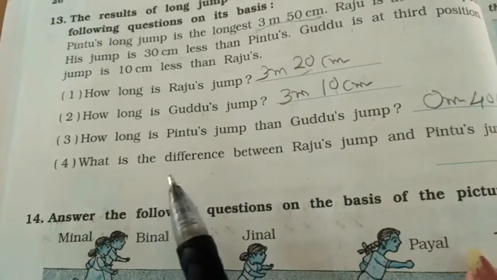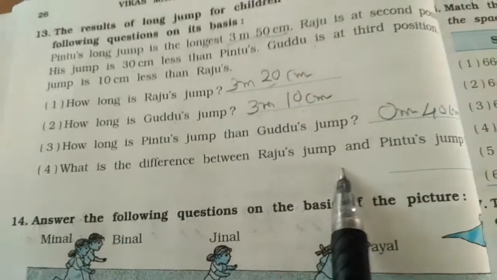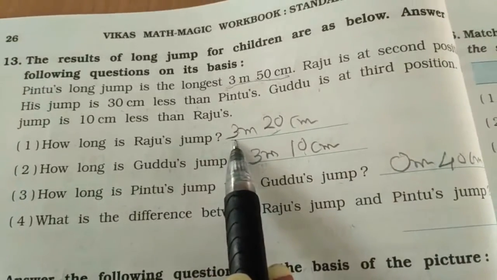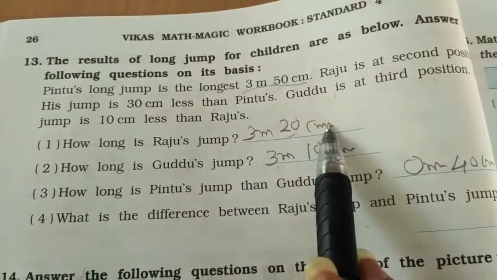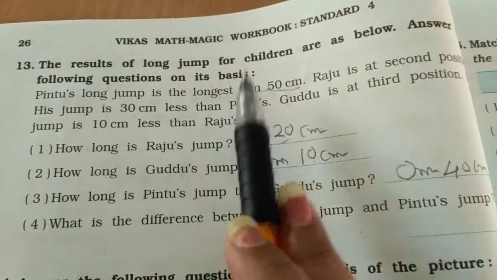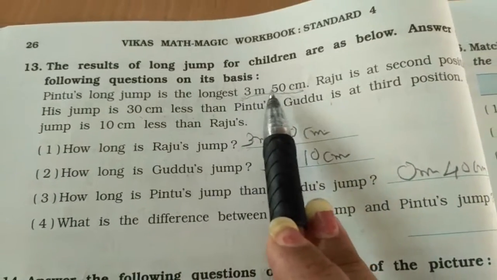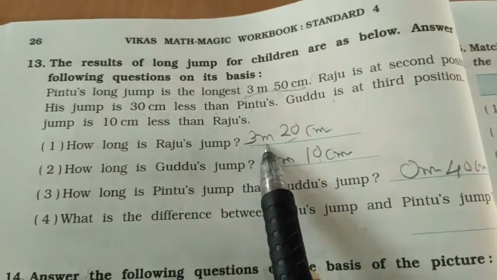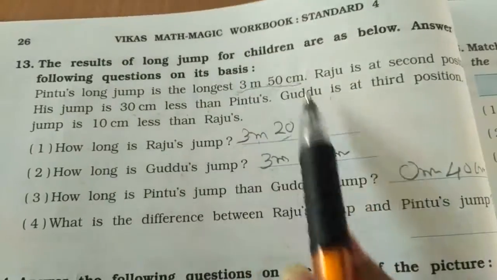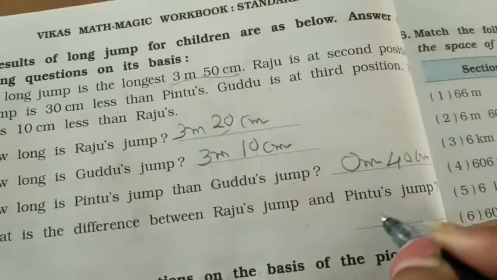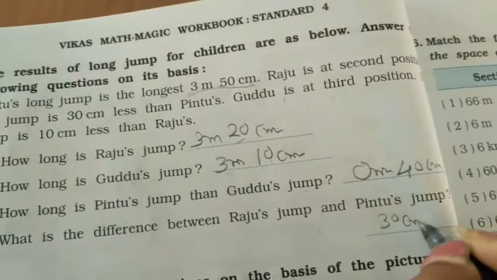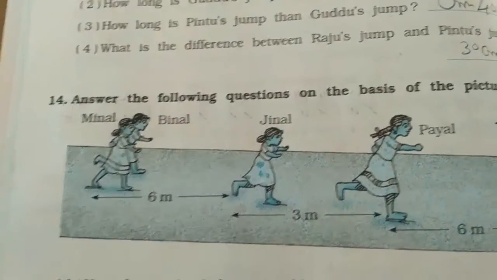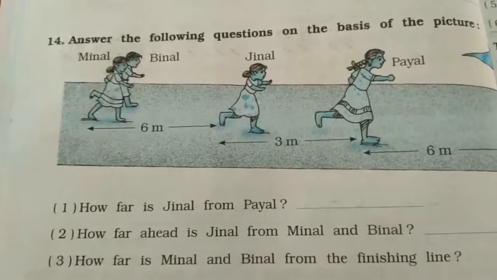Question number 4. What is the difference between Raju's jump and Pintu's jump? So here, what is the distance of Raju's jump? 3 meter 20 centimeter and Pintu's jump is 3 meter 50 centimeter. So we can easily see that the meter and the meter are same. So we have to only subtract 50 minus 20, that is 30 centimeter. Now we will move to the next question.